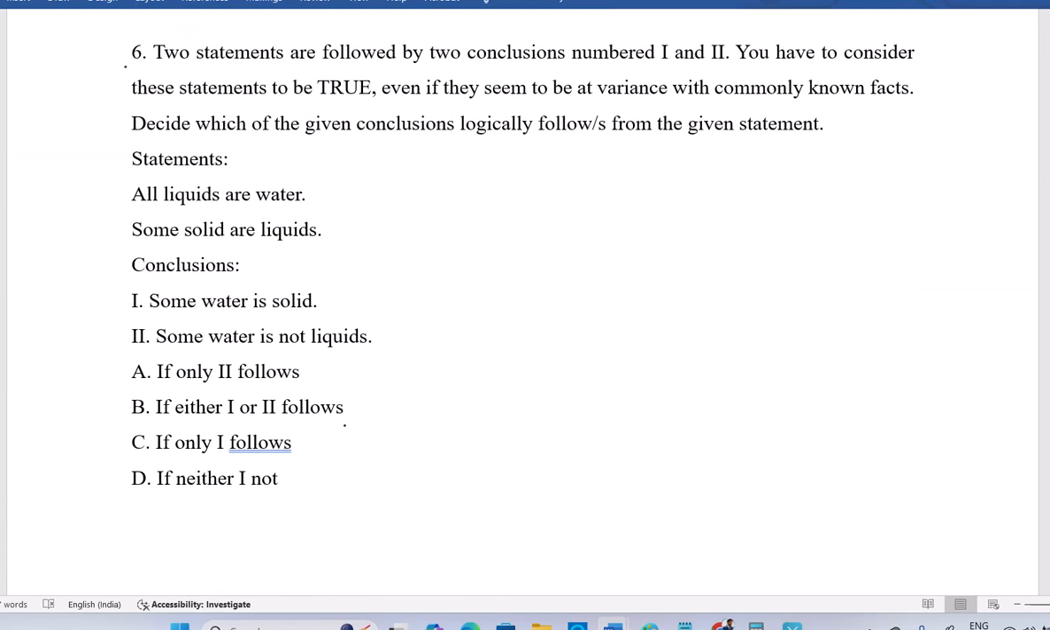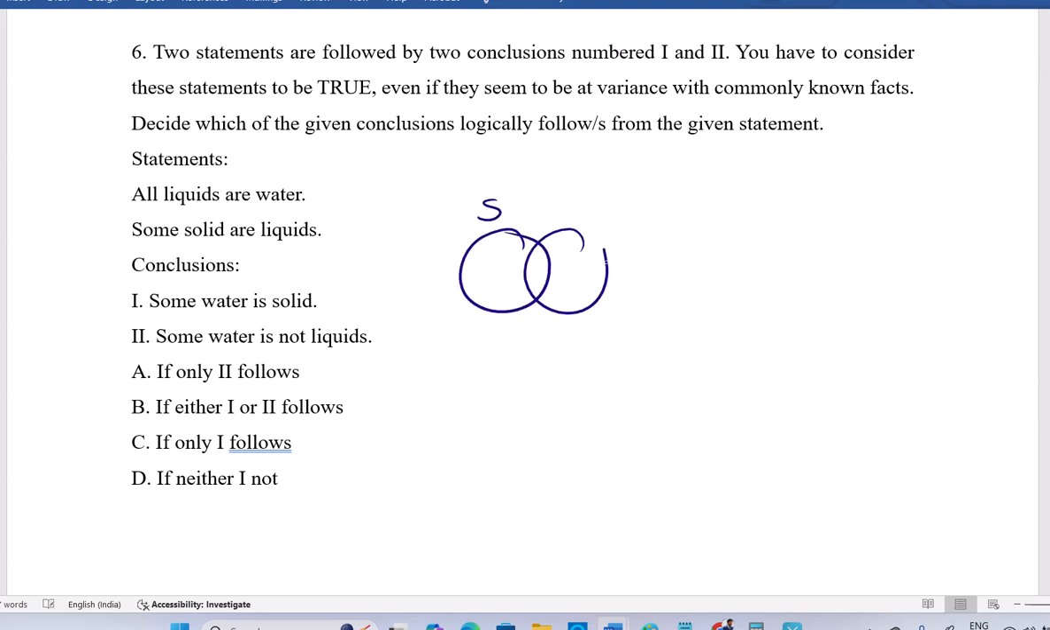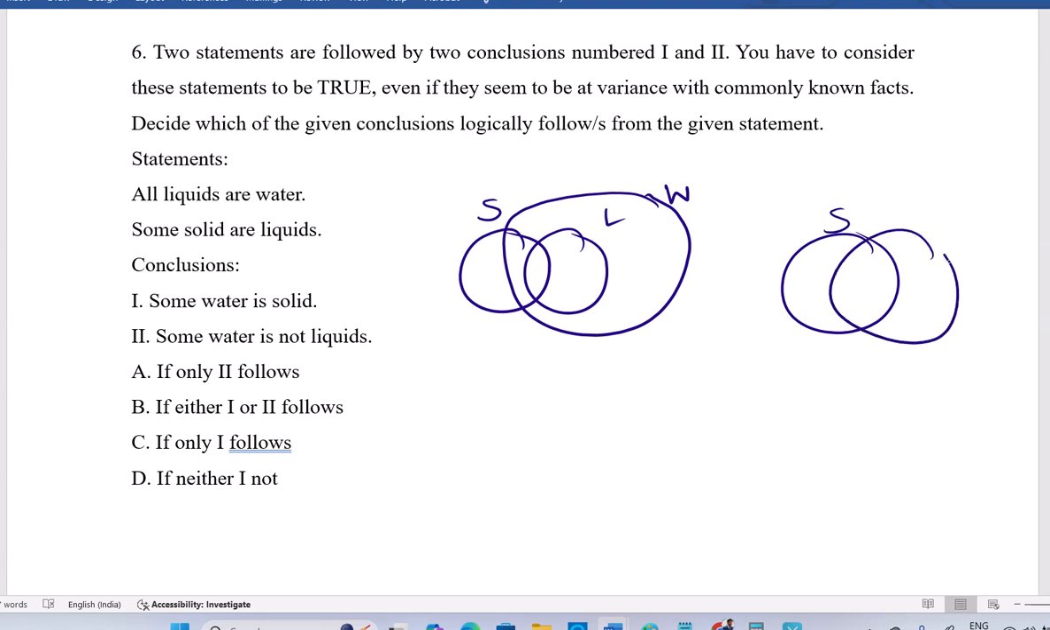Now back to that syllogism related question. For the given statement, we have to draw the diagram. Some solids are liquids, all liquids are water. You can draw multiple diagrams. Some solids are liquids, all liquids are water. We can take the same diagram for both. Some water is not liquid is wrong.